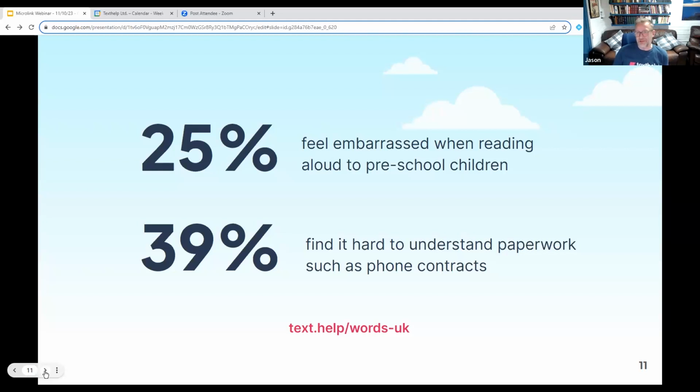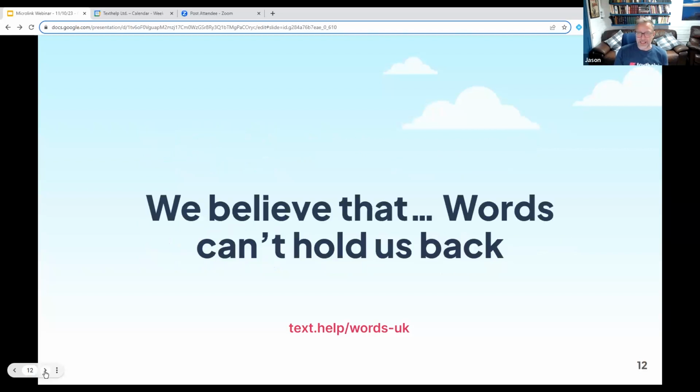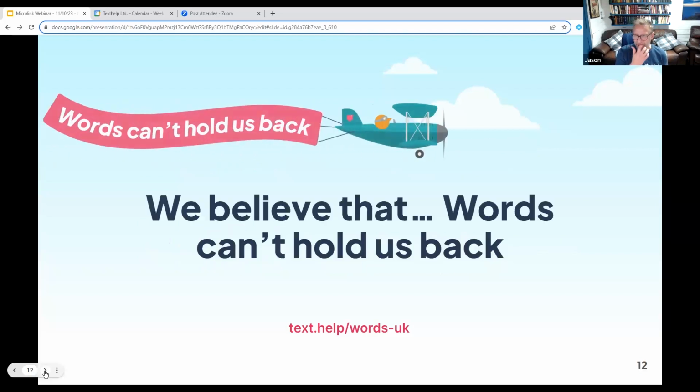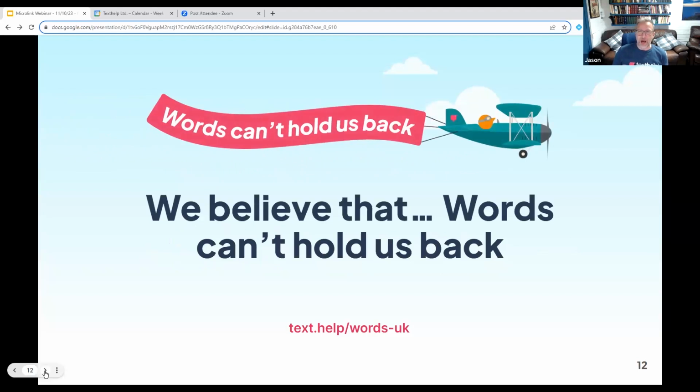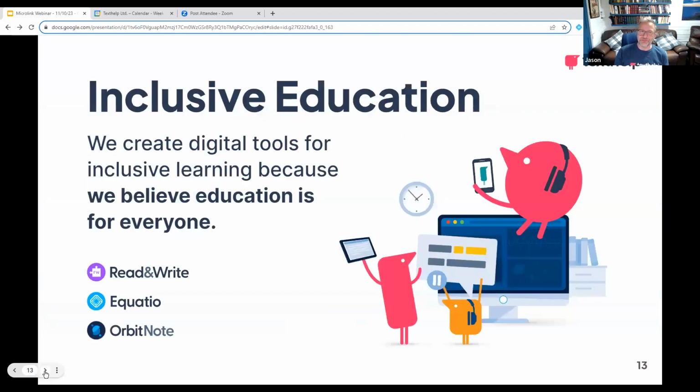So, bits of literature that we're dealing with day in, day out in our daily lives, people are struggling to understand that. But we as a company, we believe that words can't hold us back, and we believe in the power of technology to break down some of those barriers.